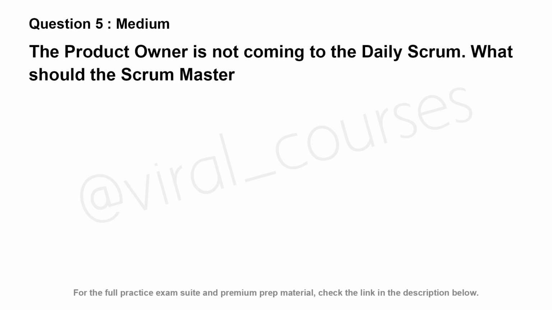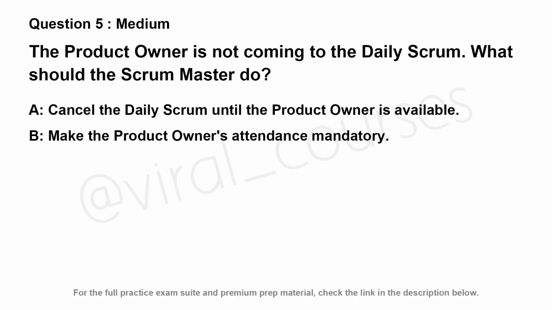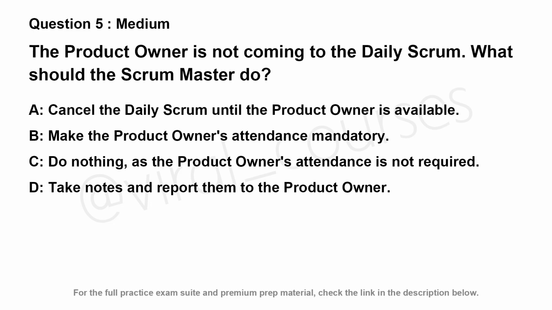The product owner is not coming to the daily Scrum. What should the Scrum Master do? Option A, cancel the daily Scrum until the product owner is available. Option B, make the product owner's attendance mandatory. Option C, do nothing, as the product owner's attendance is not required. Option D, take notes and report them to the product owner.